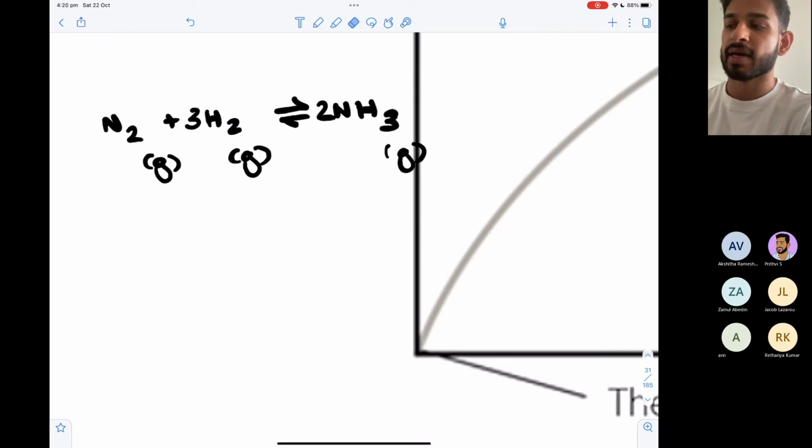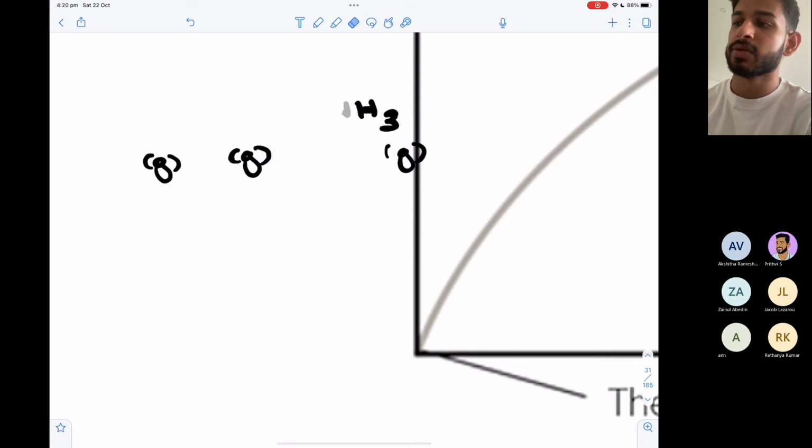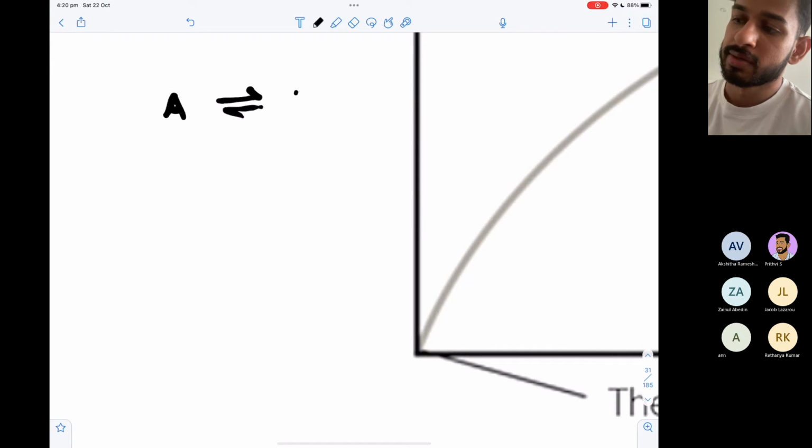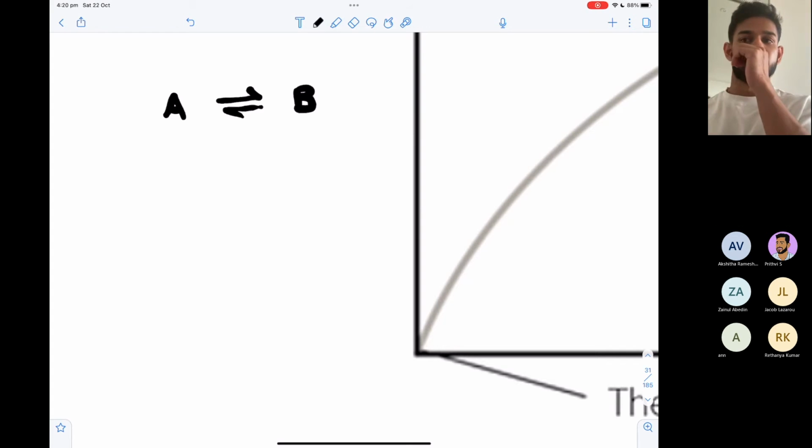To understand that, you just have to use a little thought experiment, right? I think the Haber process is a little too complex. I'm going to give you a very basic letter example. Let's say A combines to form B. This is such a simple reaction pathway. This isn't even a proper reaction, right? Because something needs to add or delete.